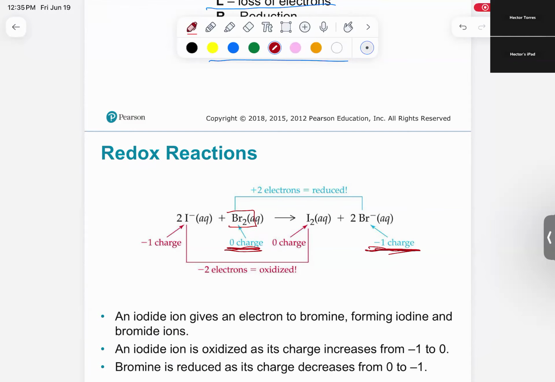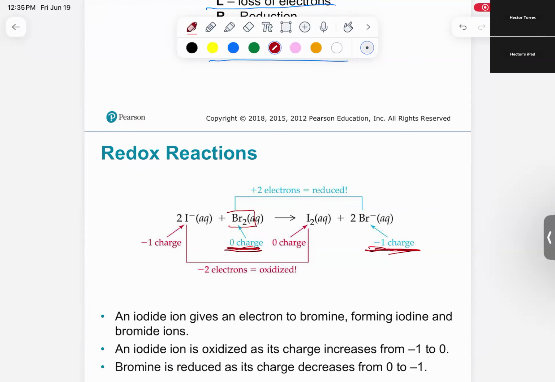We need to be able to assign oxidation numbers to each of the atoms in the molecules. And then secondly, we want to see if it gained or lost electrons. So let's look at these ones. Let's do some examples. I feel like the best way to learn these is through examples. So let's walk through a couple.